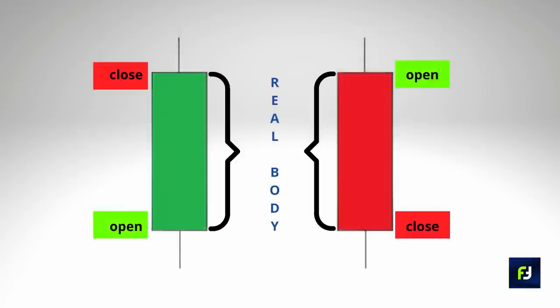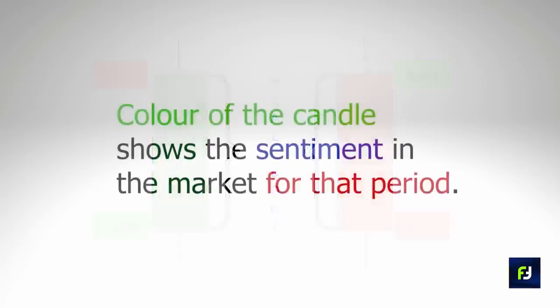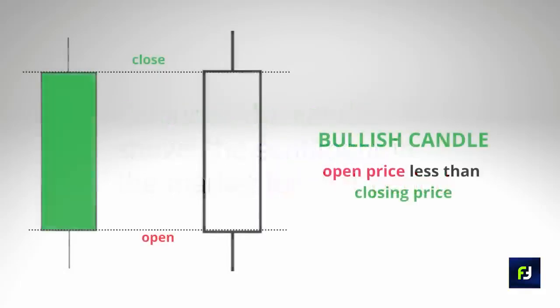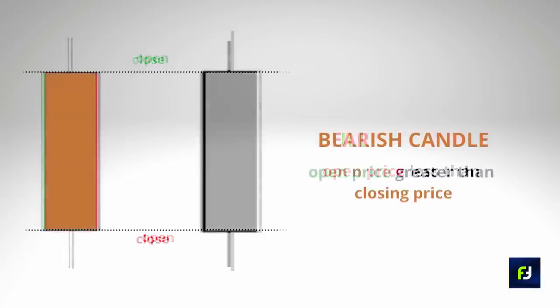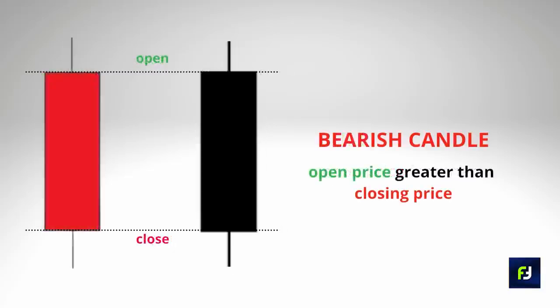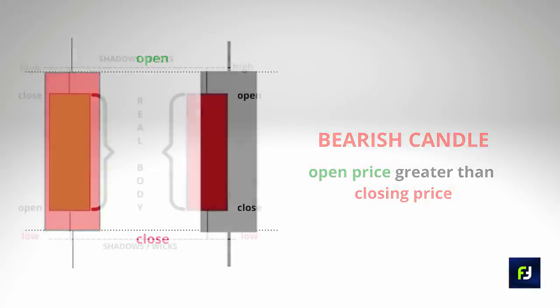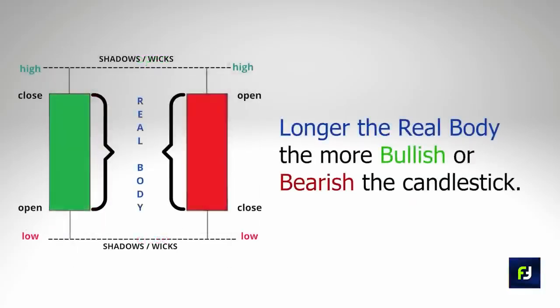And a very important feature is that for green and red candles, their opening and closing prices are at different locations. The color of the body of the candlestick determines if the candlestick is showing a bullish or bearish price movement. That is, if the opening price is less than the closing price, then the body of the candlestick is green or white. Similarly, if the opening price is more than the closing price, then the body of the candlestick is red or black. The longer the real body, the more bullish or bearish the candle is.